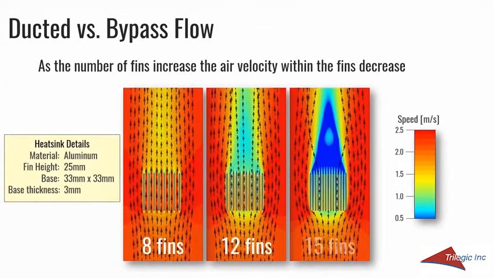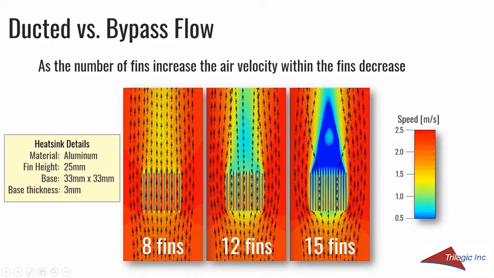As the number of fins increases, the air velocity within the fins decreases when we have bypass flow. And we see for the case on the left with 8 fins, we essentially have the same velocity within the fin gaps as the approach velocity. Adding 12, the velocity goes down. We can start to see it really blocking the flow downstream. By the time we get up to 15 fins, it's really blocking the flow quite a bit.